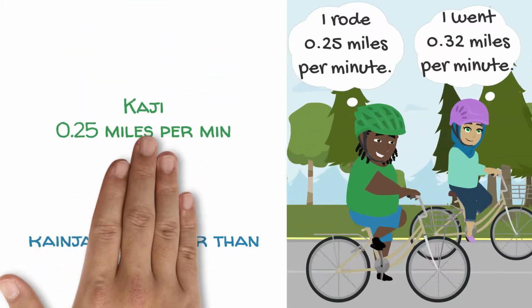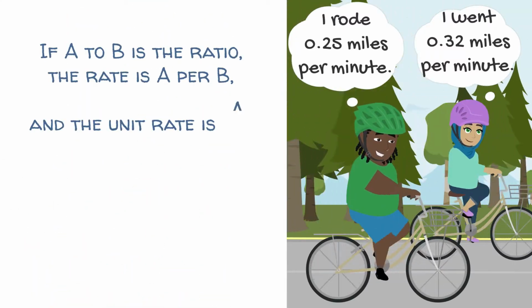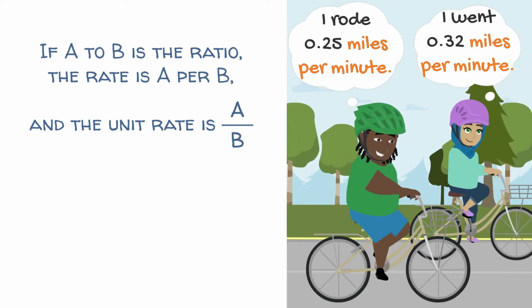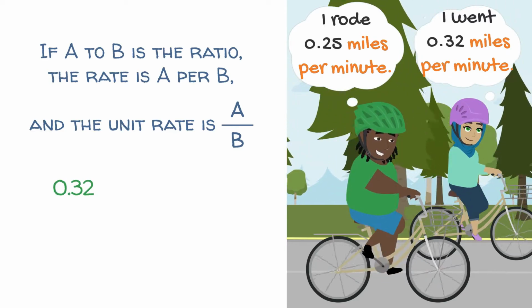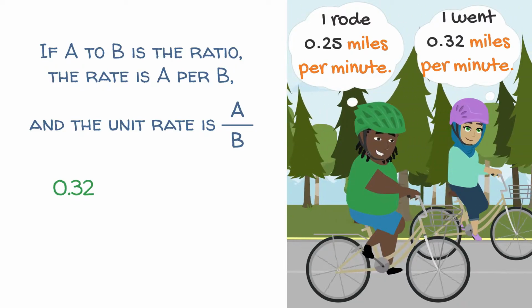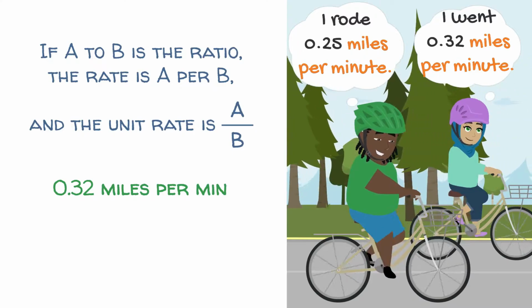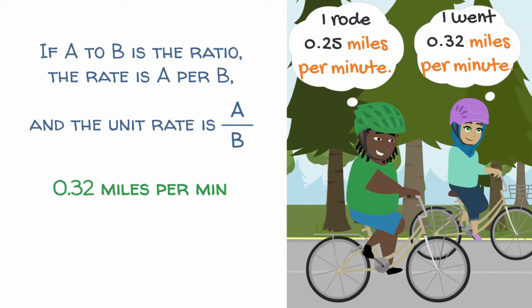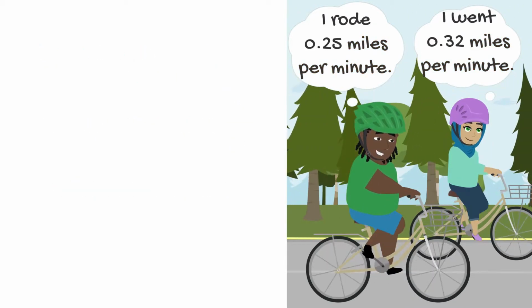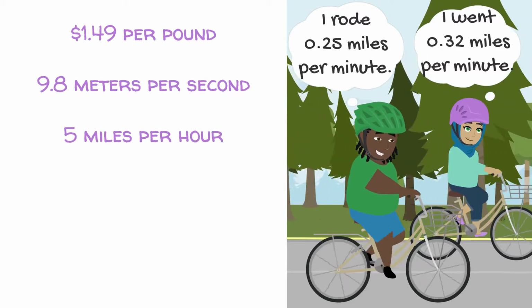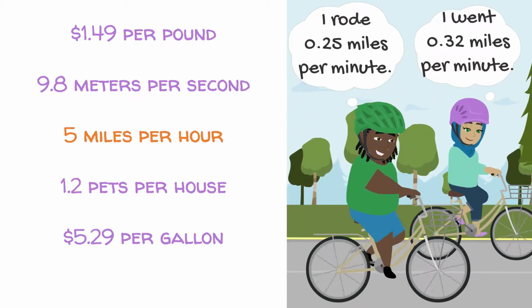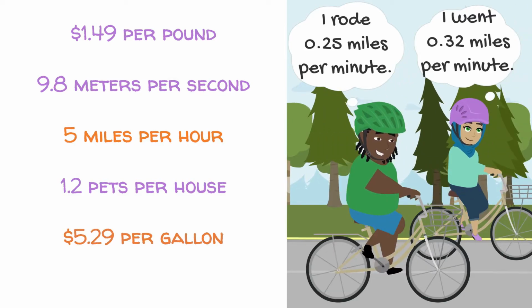To convert a rate to its unit rate form, divide the first value of the ratio by the second value. Remember your units. An answer of 32 hundredths does not make sense for Rania's speed, but the solution of 32 hundredths of a mile per minute does. Notice that when we use a unit rate, we do not specify that the second unit is 1. While it is acceptable to say 1, most will speak and write unit rates without the 1, as in 5 miles per hour or $5.29 per gallon.